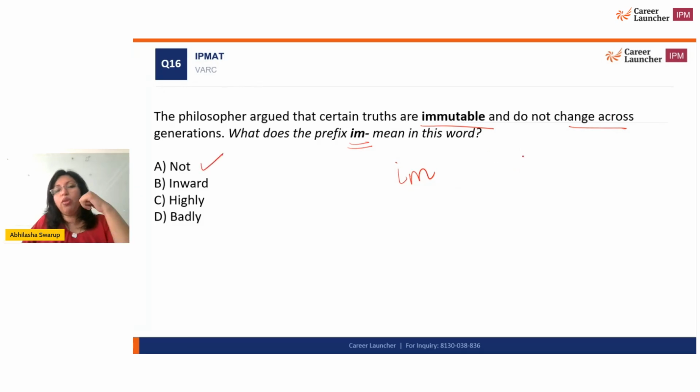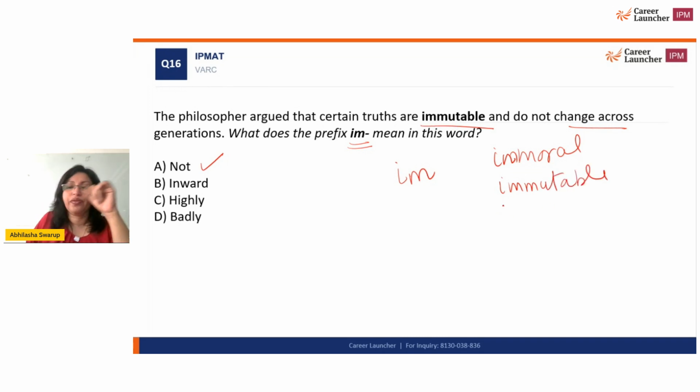So for example, moral becomes immoral, right? So not moral, correct? Mutable, something that can change, becomes immutable. That means it cannot be changed. So therefore, excuse me, so not is the correct answer.